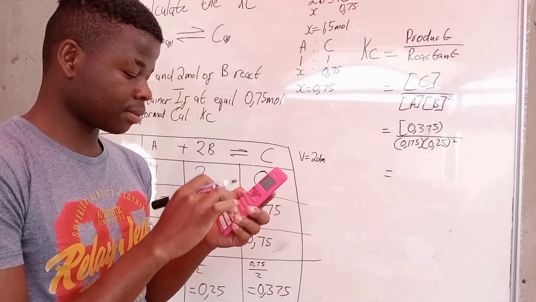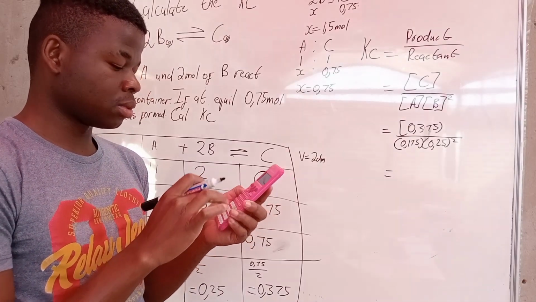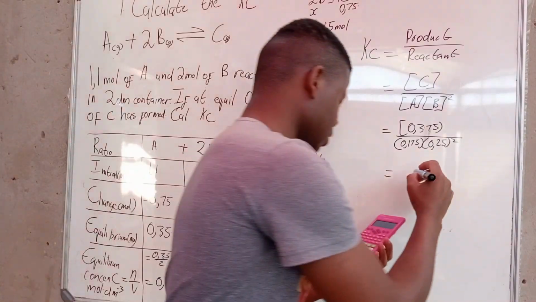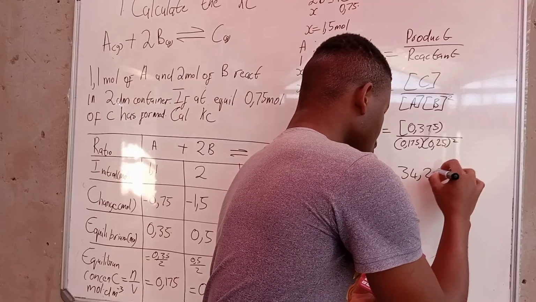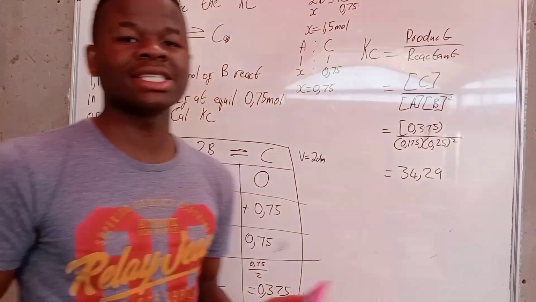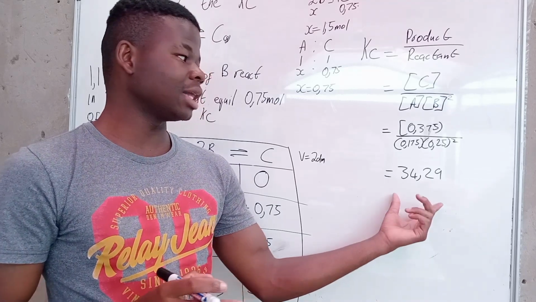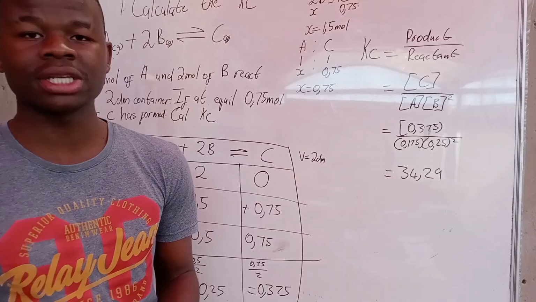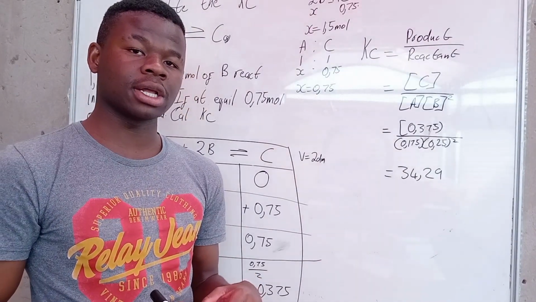Okay, my answer here says it is 34.29. So the Kc value doesn't have SI units. Yeah. So that's how the question is tackled.